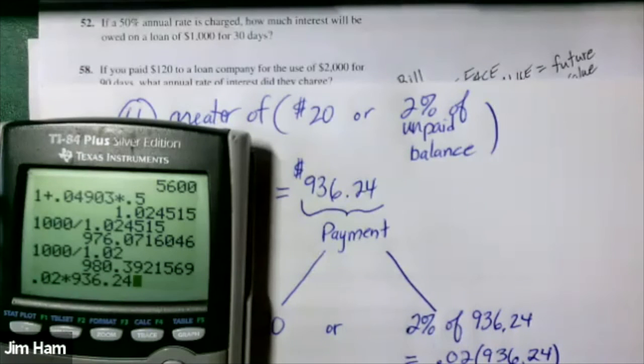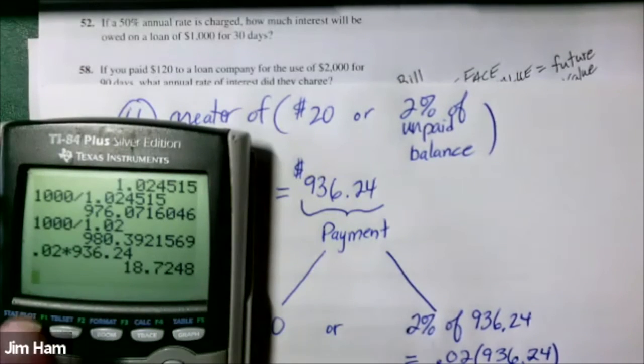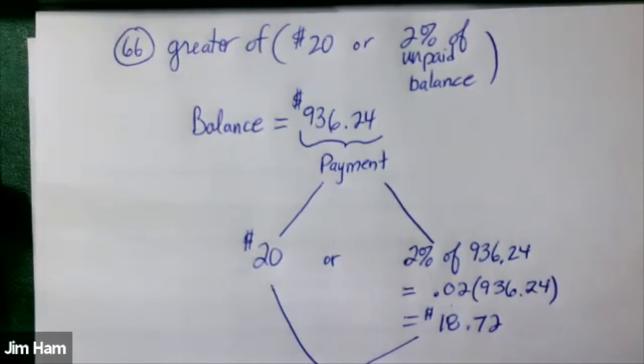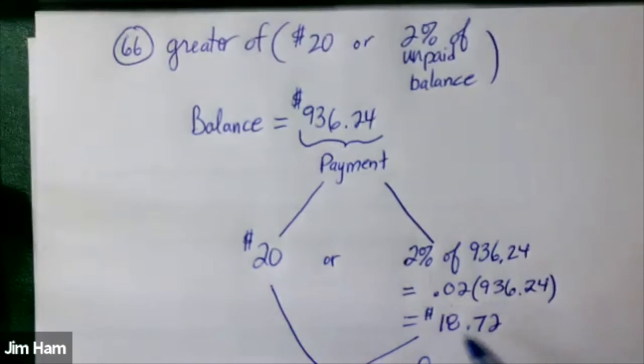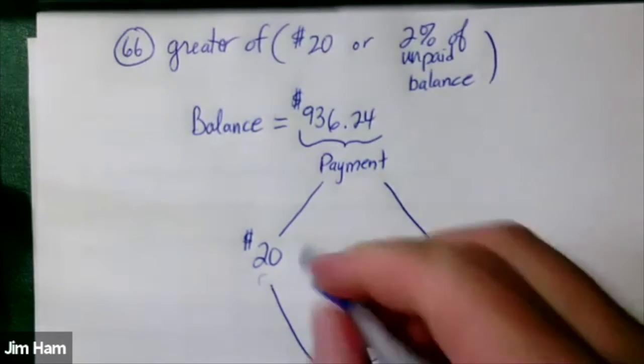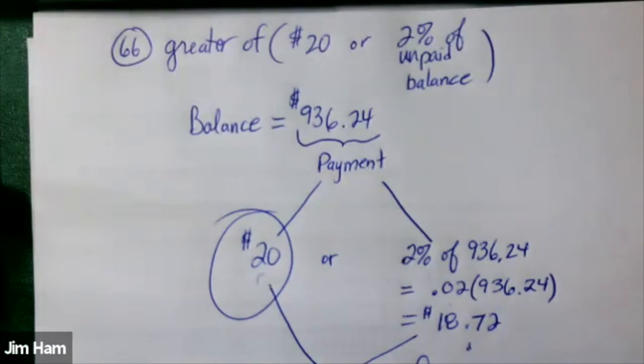You could also say, well, 2% is 1/5 of 10%. 10% of 936 is 93, say 94. 1/5 of 94 is about 1/5 of 95, which is about $19. So we're probably looking at something around $19 here, and we'll round it. So what's the minimum payment? The greater of those two. 18 is smaller than 20, so the payment is going to be $20 for this one.